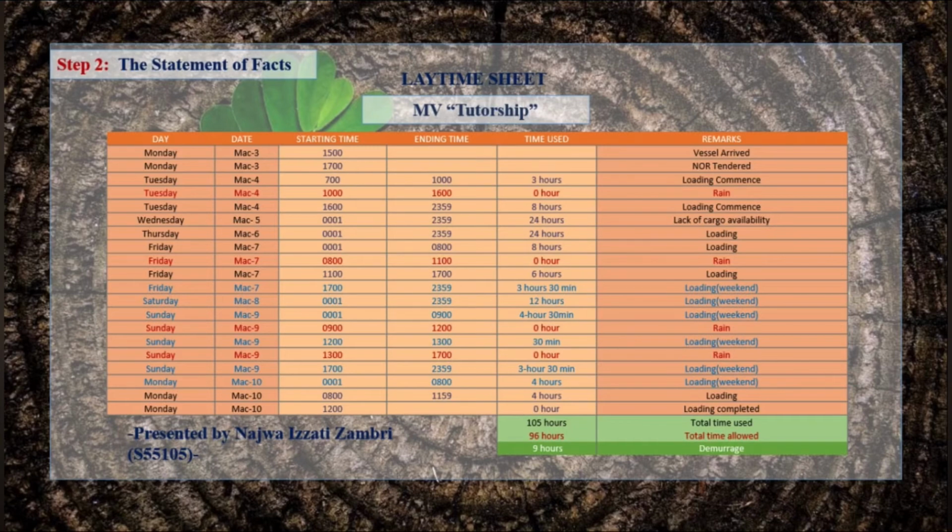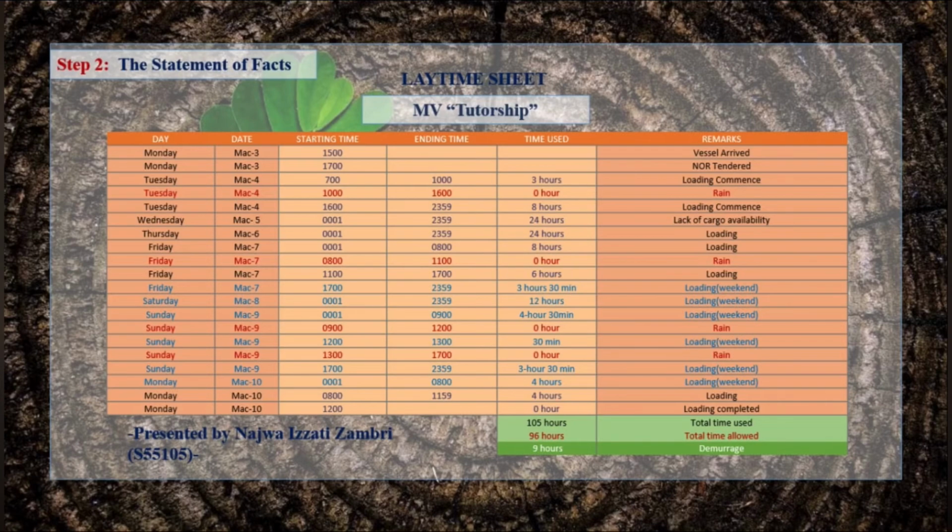Saturday, March 8, 0001, starting time until 2359, time used 12 hours because loading weekend. Sunday, March 9, starting time 0001, ending time 0900, the time used 4 hours 30 min due to loading weekend. Sunday, March 9, starting time 1700 until 2359, loading weekend and time used 3 hours 30 min. Next, Monday, March 10, starting time 0001 until ending time 0800, time used 4 hours loading weekend.